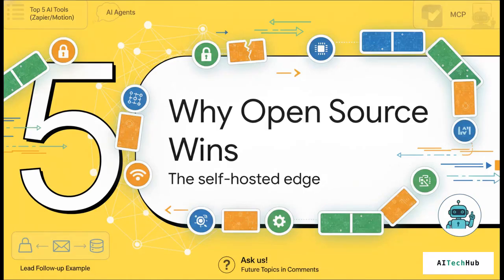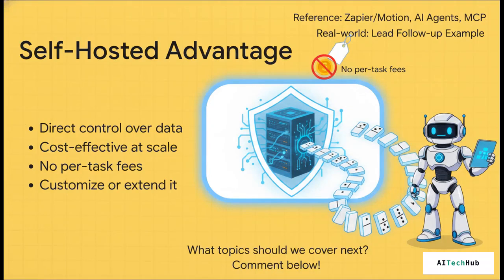Section 5. Why open source wins. So, why are highly technical teams, the people who know software best, choosing n8n over the more closed ecosystem alternatives out there? Well, it comes down to architecture. Because n8n is open source and self-hostable, you can run it on your own infrastructure. This gives you total, direct control over your own data, which is obviously huge for privacy.